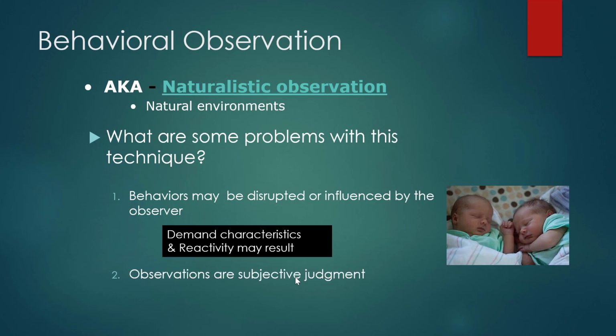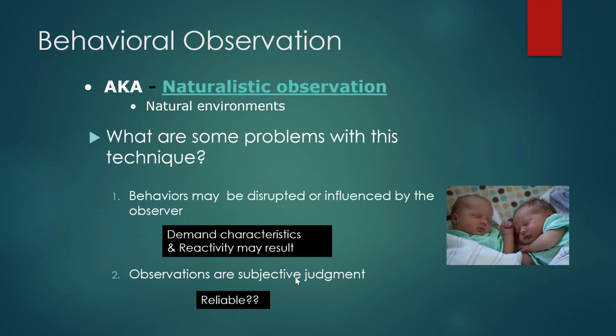The other thing that's wrong with this technique is that the observations are subjective. There's not a lot of objectivity to them. It's up to the individual observer to determine maybe what they think is aggressive behavior, or what they think, like you'll see for the chimpanzees, what is tool use. And so that subjectivity can really make us question the reliability of these behavioral observations.